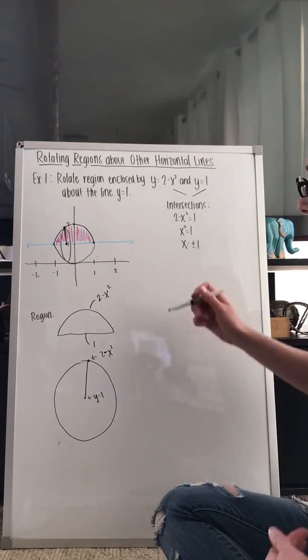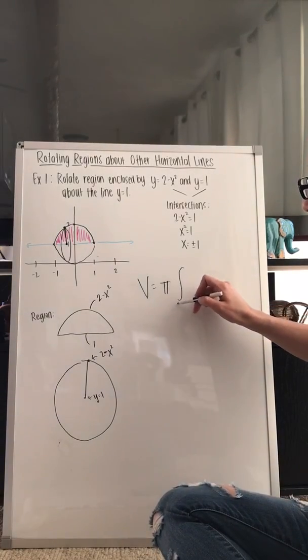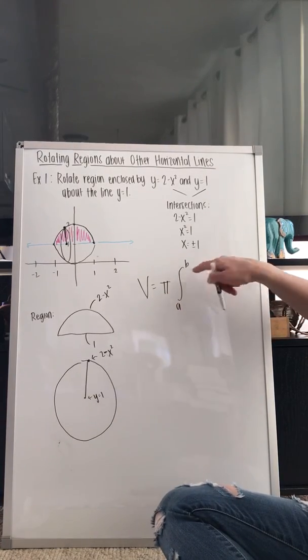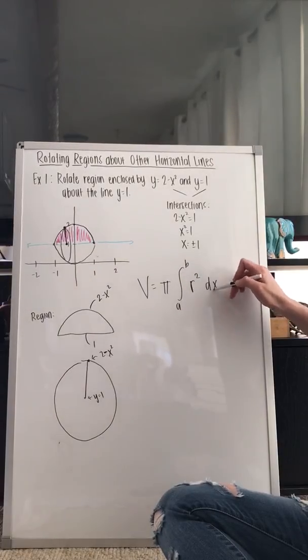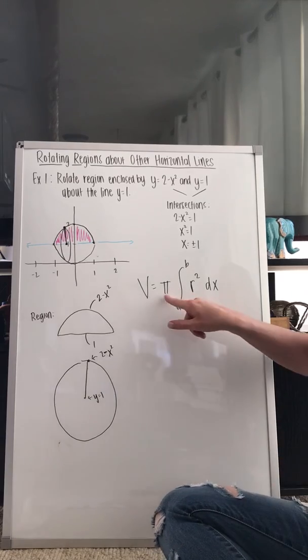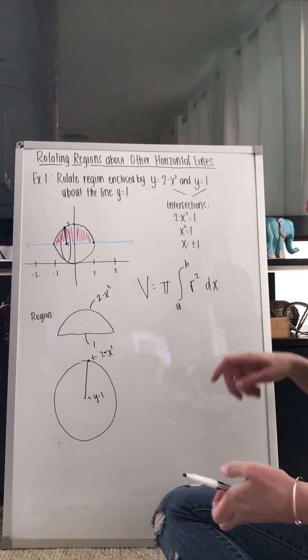So when I plug into my general volume formula, which still hasn't changed, it's still the pi on the outside times the integral from a to b of whatever the radius is squared times the delta x, because remember the volume of a cylinder is just pi r squared h. There's the pi, there's the r squared, that's the h. Remember that that's really just representing the delta x.